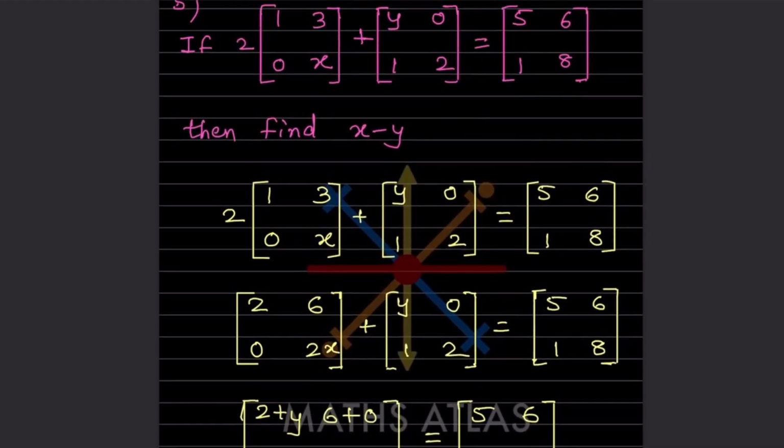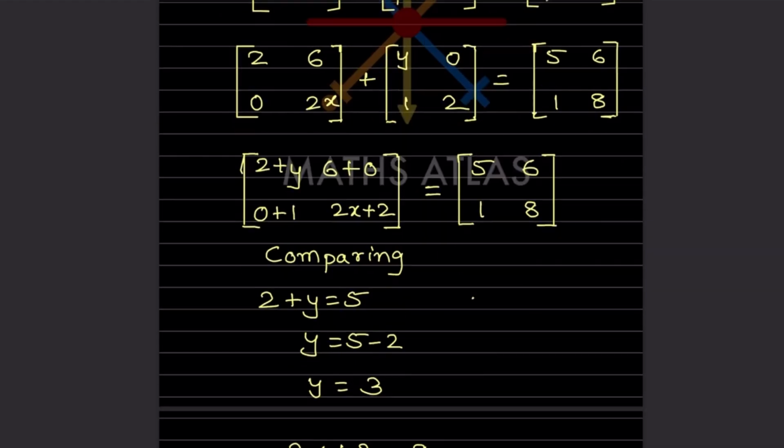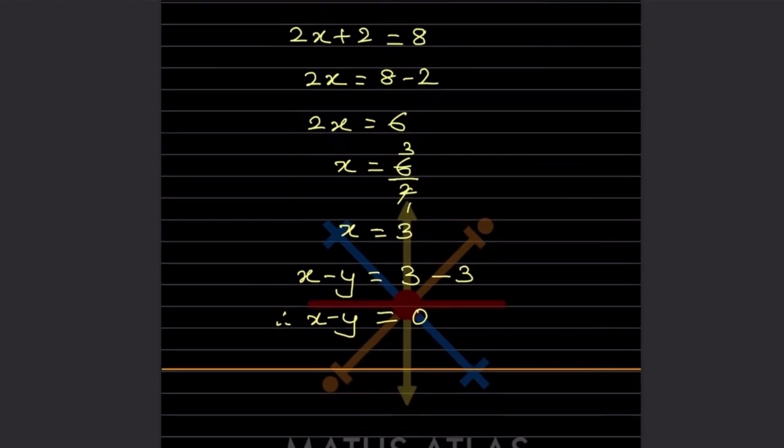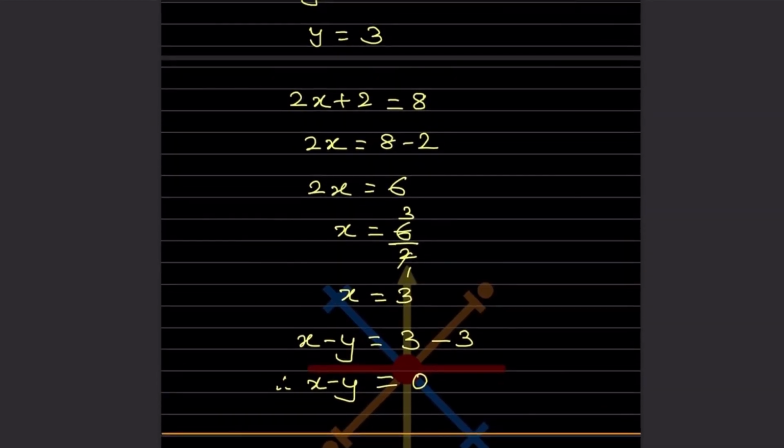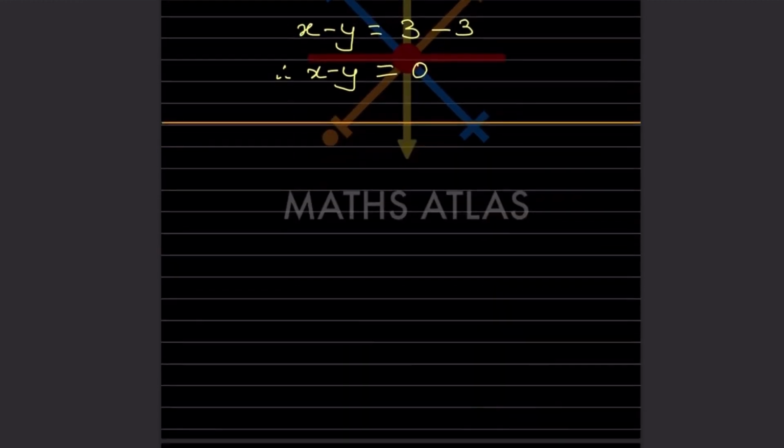So what did they ask here? They asked to find x minus y. So x minus y means we will put the value in place of this x, we are going to put 3. That will be 3, both are 3, 3 minus 3, which is 0. So we will write here 3 minus 3, which is 0. So x minus y is 0.